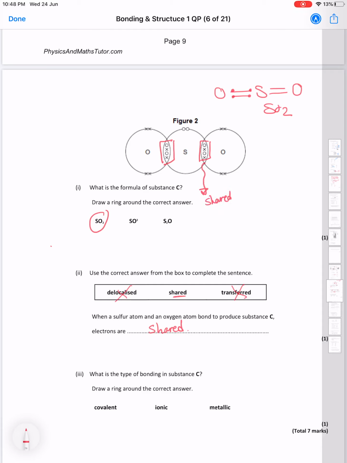2 electrons from the oxygen, the red ones, and there are 2 electrons shared from the sulfur. So 2 electrons are shared from each. That's why I'm going to choose covalent bonding as the type of bonding in structure C.